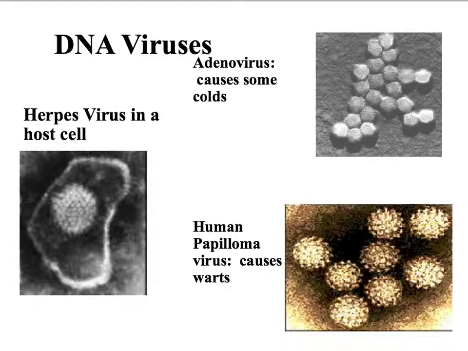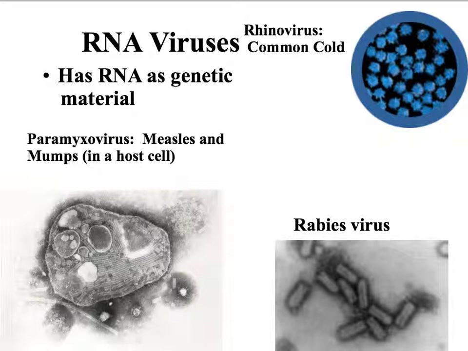More examples of DNA viruses. The herpes virus, this is the herpes virus right here inside of a host cell. The common cold virus, adenovirus, again, DNA virus, and human papillomavirus causes warts. This is a picture of the virus by itself. Again, most of these DNA viruses you can get a vaccine against because their DNA is stable and does not change. These RNA viruses are where things tend to get a little bit tricky.